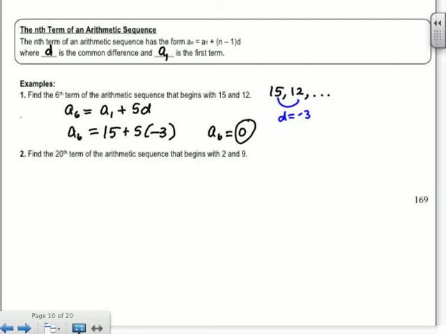Now you could easily find that. You could just keep subtracting 3 from here and find the sixth term. But on your test, I'll ask you things like find the 1001st term, and you don't want to have to do that, right? You want to know this formula. Last year I asked something about the 50th term, and I had someone that wrote down every single term until they got to the 50th.